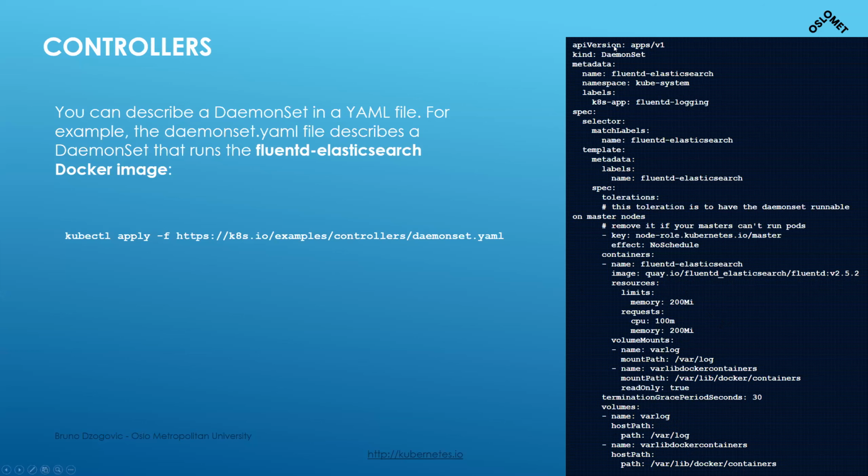Or there is another way. You don't have to have this file on your host to run it. You can just use kubectl apply -f and provide a link to this file. And this is the place where I took the file from. So you can actually use the same command to run the fluentd Elastic Docker image through this link.